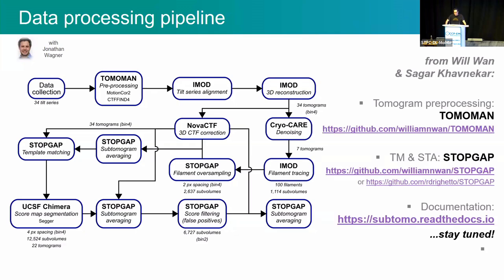And TomoMan is basically a collection of MATLAB scripts to do the tomogram pre-processing, so the drift correction, the CTF estimation, tilt series alignment, and reconstruction in a very automated way. And STOPGAP is another package for doing subtomogram averaging. It's also based on MATLAB, and it's quite powerful. I know this might be a very unconventional pipeline compared to other things that I have seen here, but we like these tools because in our experience, STOPGAP can crack very difficult subtomogram averaging projects.